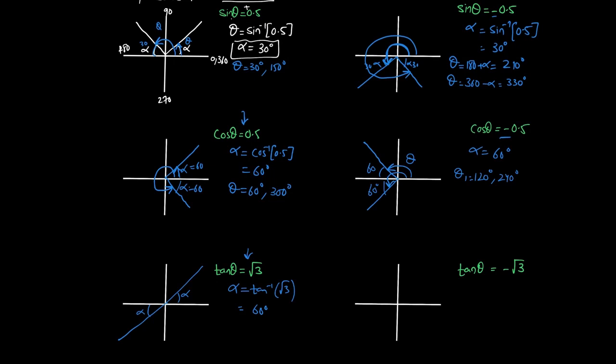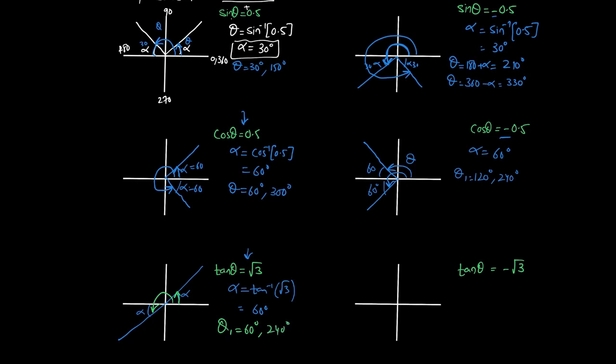Now the theta will be this angle and this angle. So one of the values of theta is 60 degree. The other value would be 180 plus 60, which is 240 degree.